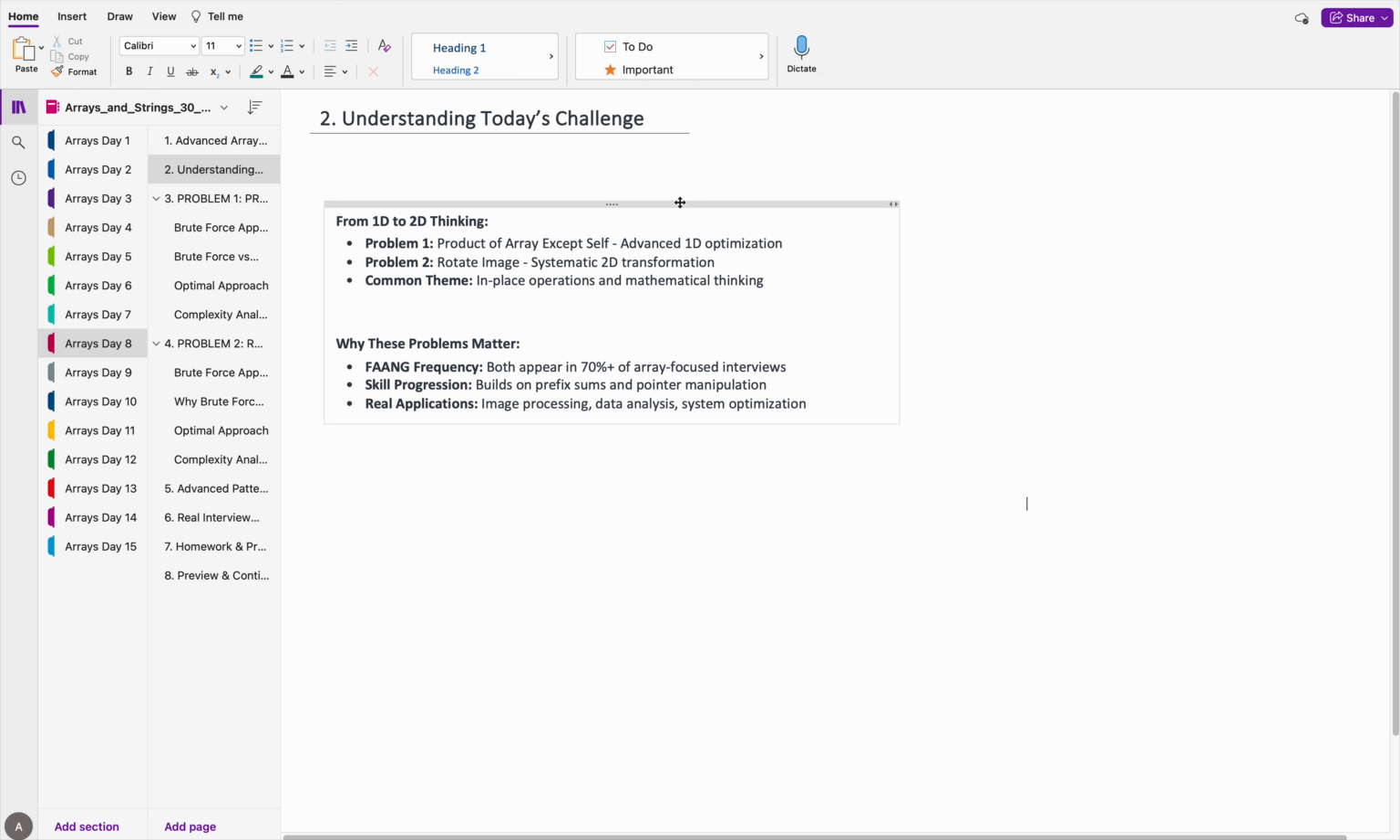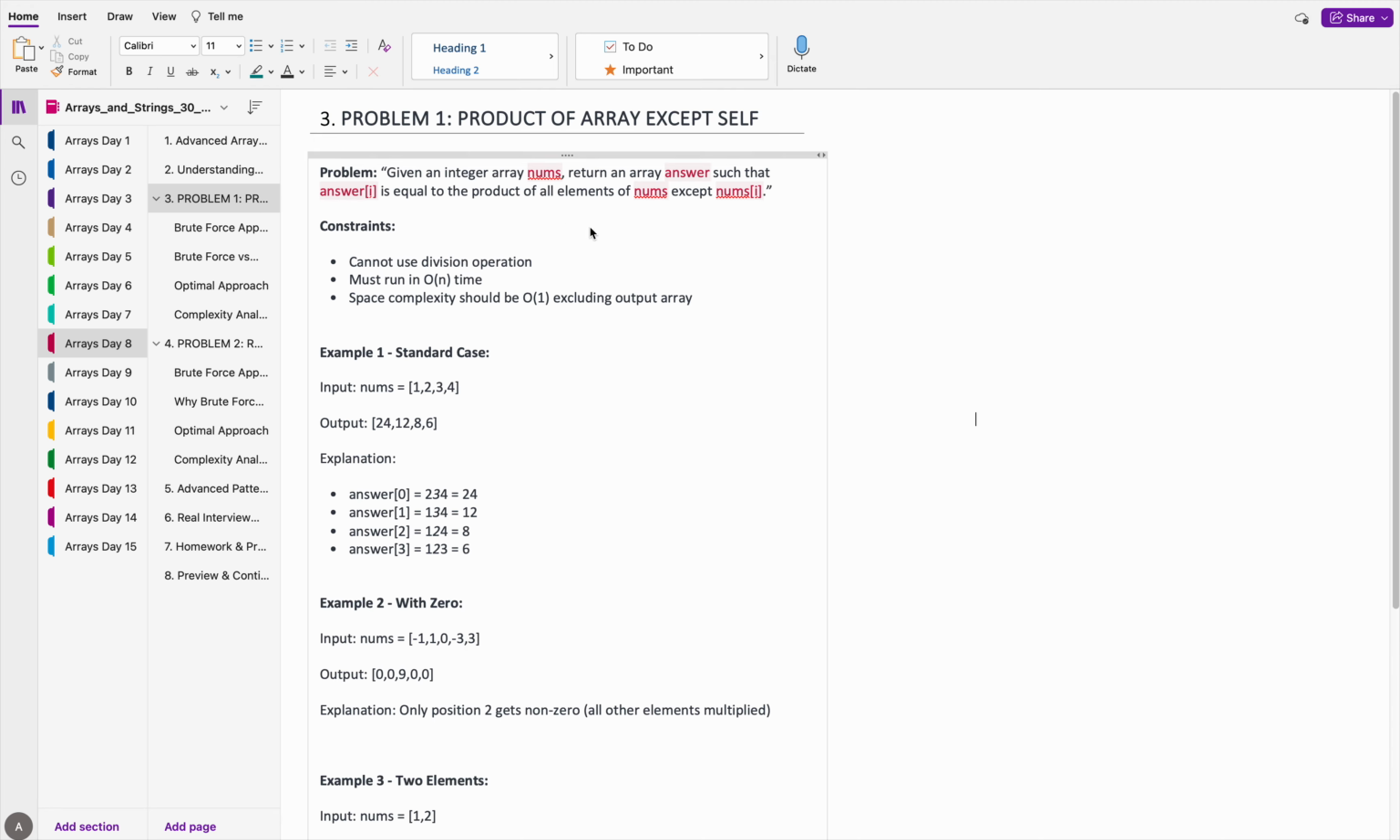FAANG frequency means how frequently this kind of question has been asked in FAANG interviews, which is mostly around 70% plus for array-focused interviews. Then skill progression builds on prefix sum and pointer manipulation. As you can say, prefix sum is all about a little mathematical pattern, है ना? तो वहाँ काम आता है और वो आपको use करना होता है. Real-time applications are image processing, data analysis, system optimization, too many high-level things. But let's stick to the fundamentals for now. Okay. So let's move to the first problem.